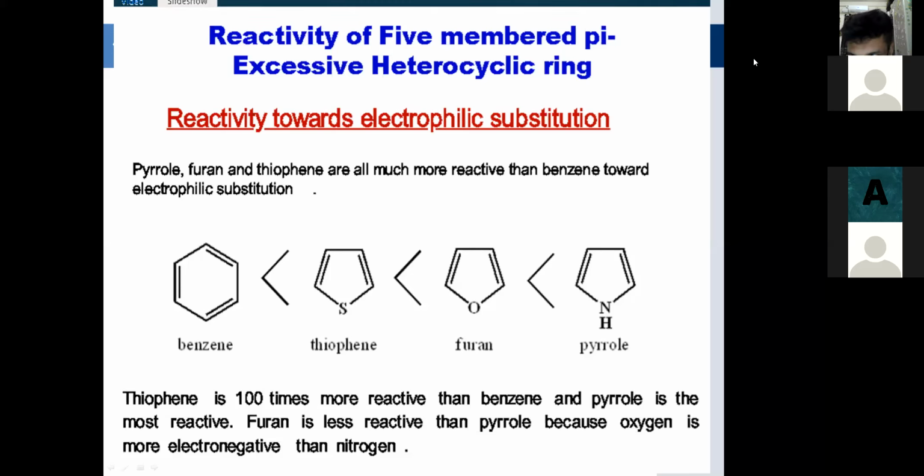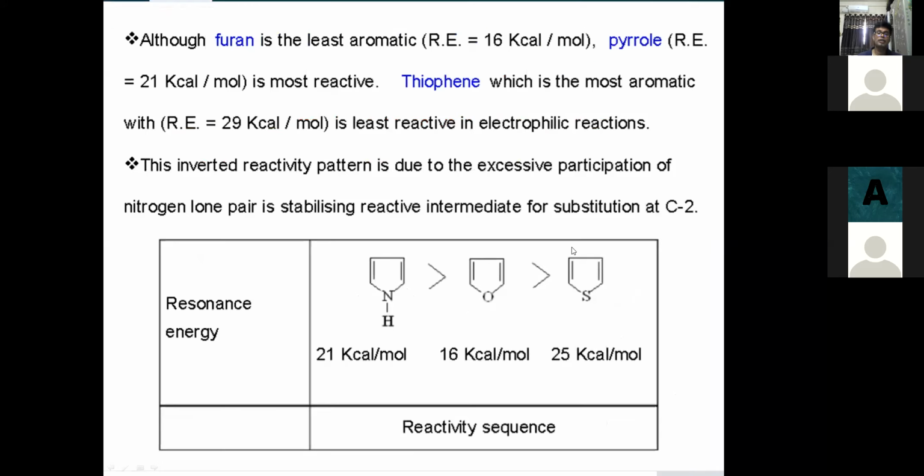So electronegativity plays an important role. This electronegativity reduces the electron density in the ring. That's why it reduces the reactivity. That is the reason why pyrrole is more reactive than furan, thiophene, and benzene. So this is the reactivity order, and this is asked in your exam. This is the resonance energy, according to which you can consider the reactivity also.